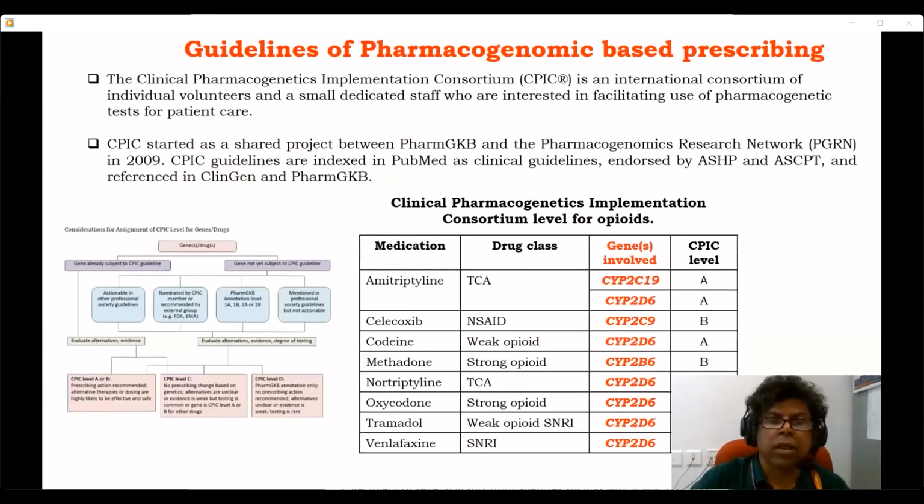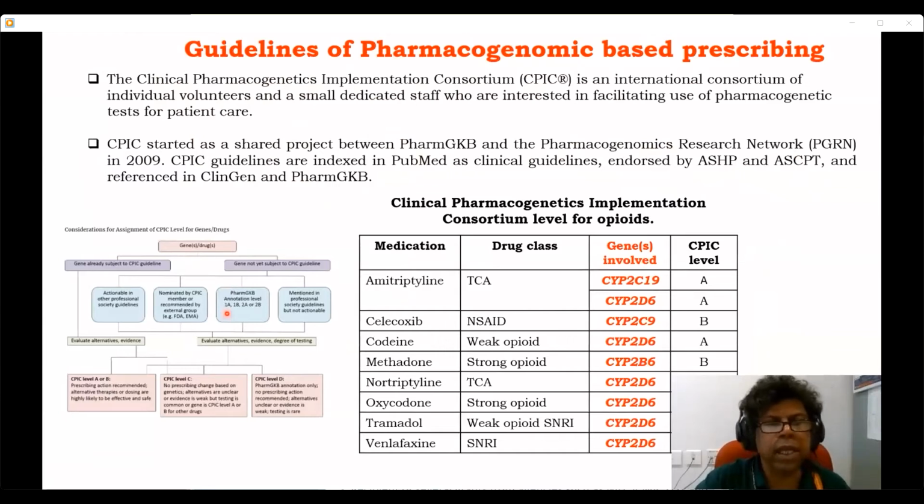So now there are a lot of guidelines for pharmacogenomic based prescribing. There is an international consortium called CPIC, or Clinical Pharmacogenetic Implementation Consortium, and also PGRN, which is a part of NIH, and PharmGKB, etc. And these are all endorsed by the American Society of Hospital Pharmacists, Clinical Pharmacists, etc.